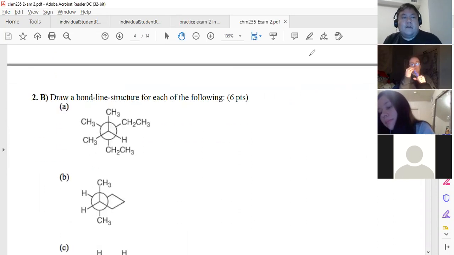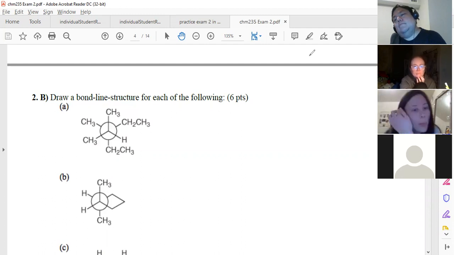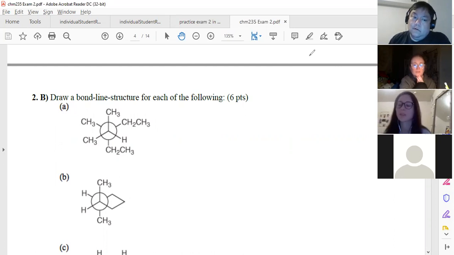3. Draw a bond-line structure for each of the following. So does it matter if I flip this to the left or to the right? Or either one will work? What do you think? What if I always told you about all of these 3D structures? It doesn't matter if it's left or right, just as long as you're consistent.